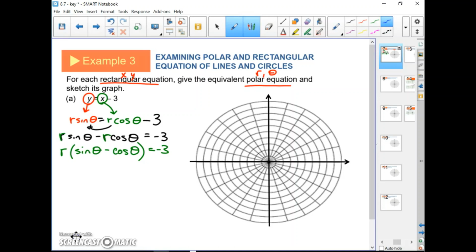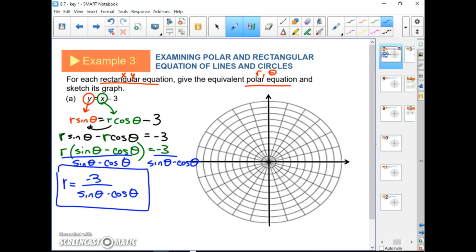We've got r by itself now. Well, I guess if I divide both sides by this, I will. We're going to divide both sides by sine theta minus cosine theta. So r will equal negative 3 over sine theta minus cosine theta. Give the equivalent polar equation. Good, got it. And sketch its graph. So let's use the calculator to sketch its graph.